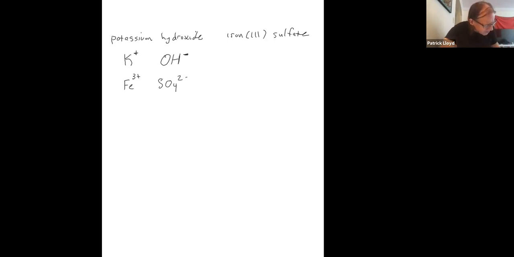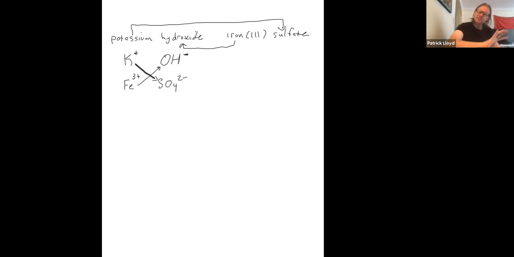Remember, you switch partners. So now the potassium is going to go with the sulfate, and the iron is going to go with the hydroxide. When you're writing chemical formulas, you generally want to write the metal first. There are some exceptions, but generally you write the metal, then the non-metal. Strictly speaking, you're writing the cation and then the anion.